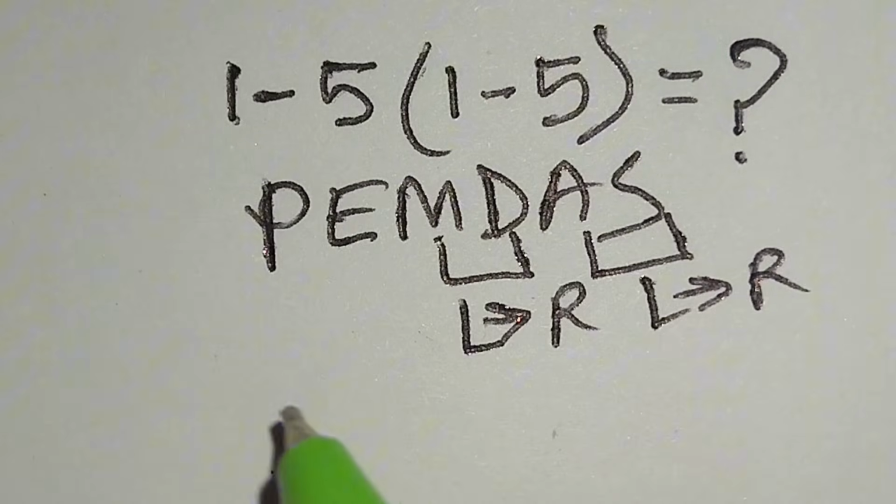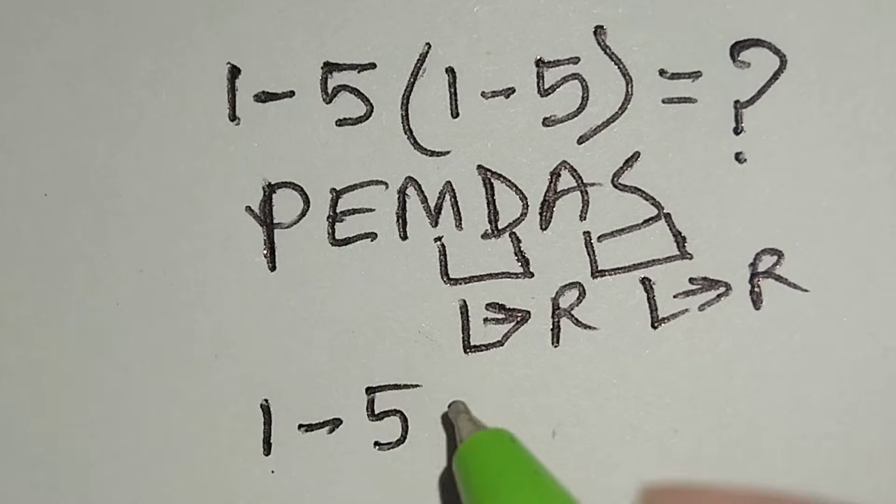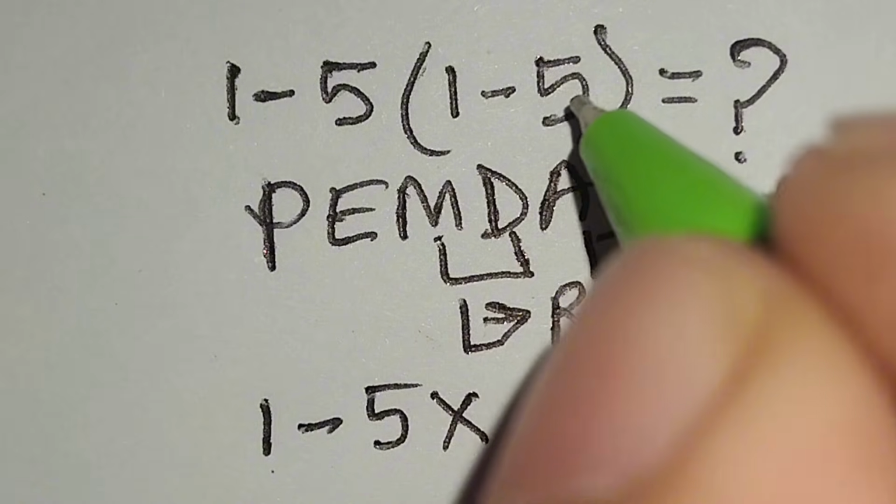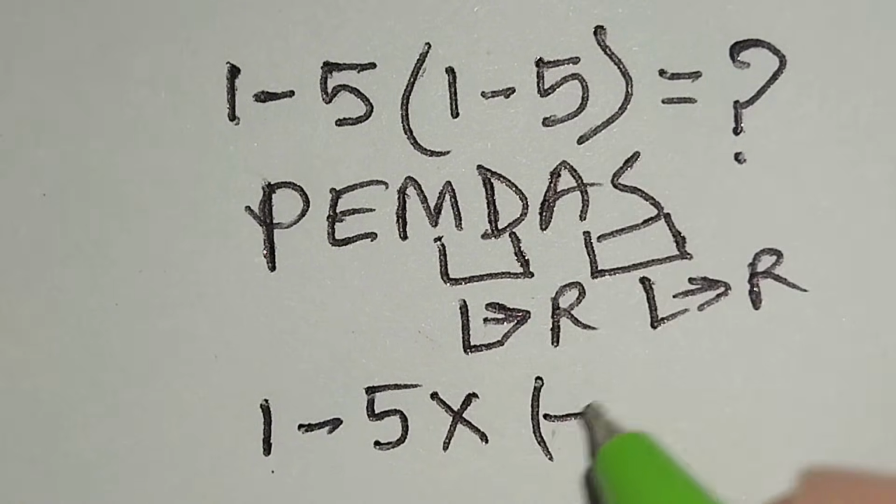Therefore, at first we have to work with this parenthesis. Here this 1 minus 5, multiply this 1 minus 5 gives us negative 4.